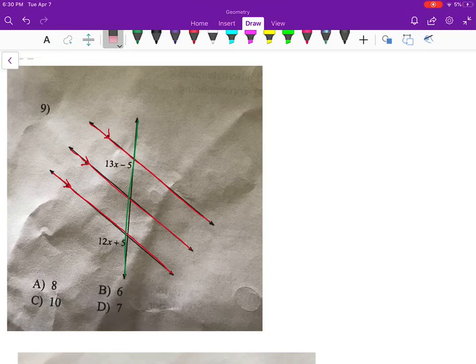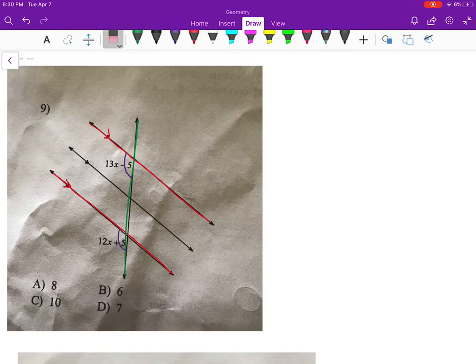So the two angles we're looking at here are this angle right here and this angle right here. You can see that both of those angles are on the outside lines. That middle parallel line, we don't even need to worry about. That's almost there as a distraction. So our two red lines are the parallel lines and the green line is the transversal.